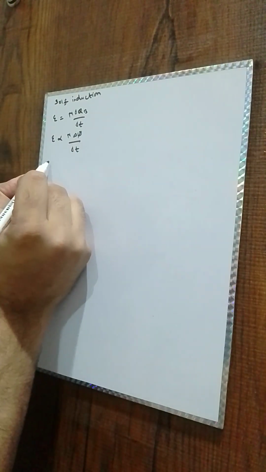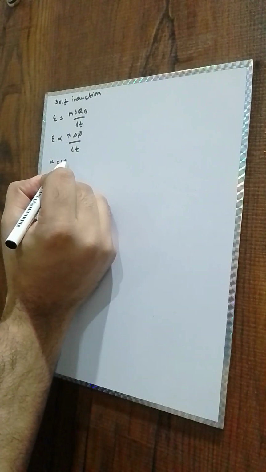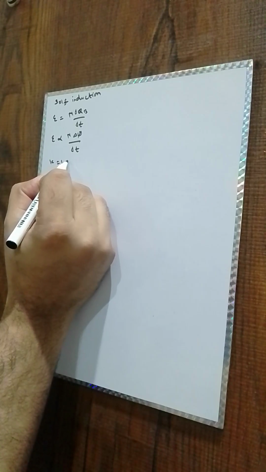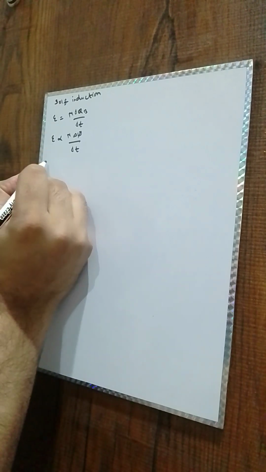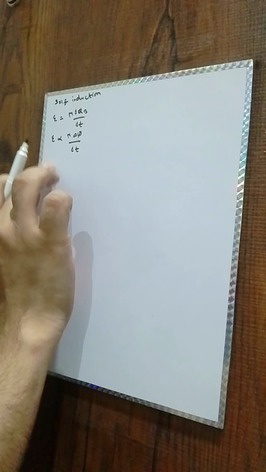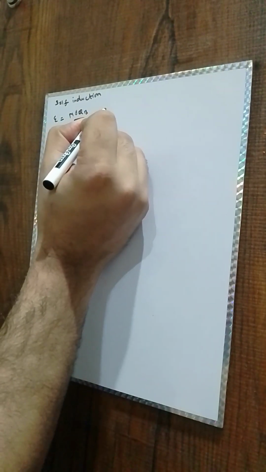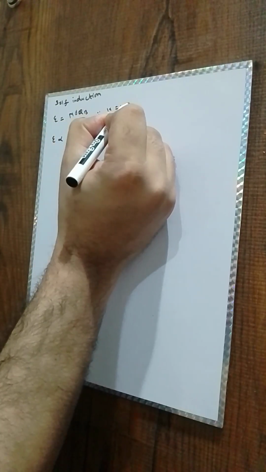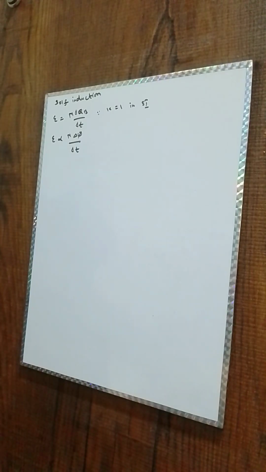Okay, and we have the constant of proportionality here, which is removed. We remove this constant of proportionality to get the proportion from the equation. Yes, so it means that K is equal to 1 in SI, for example.